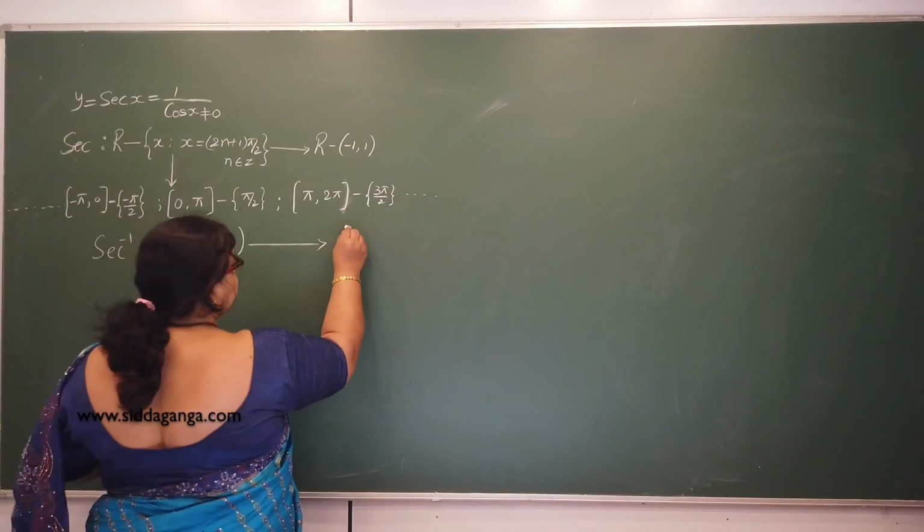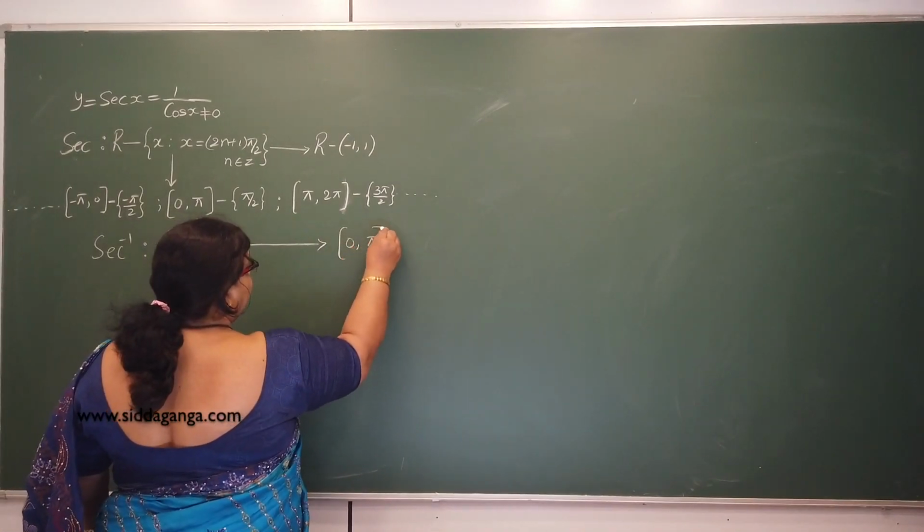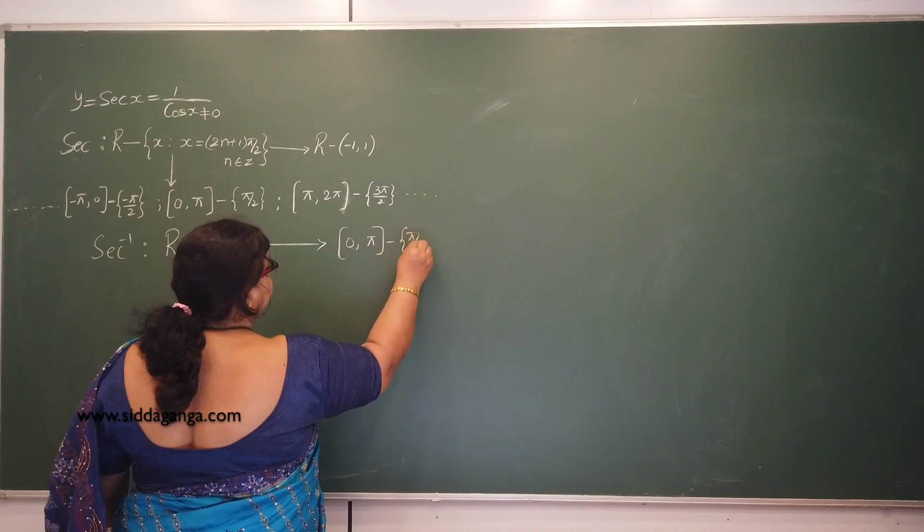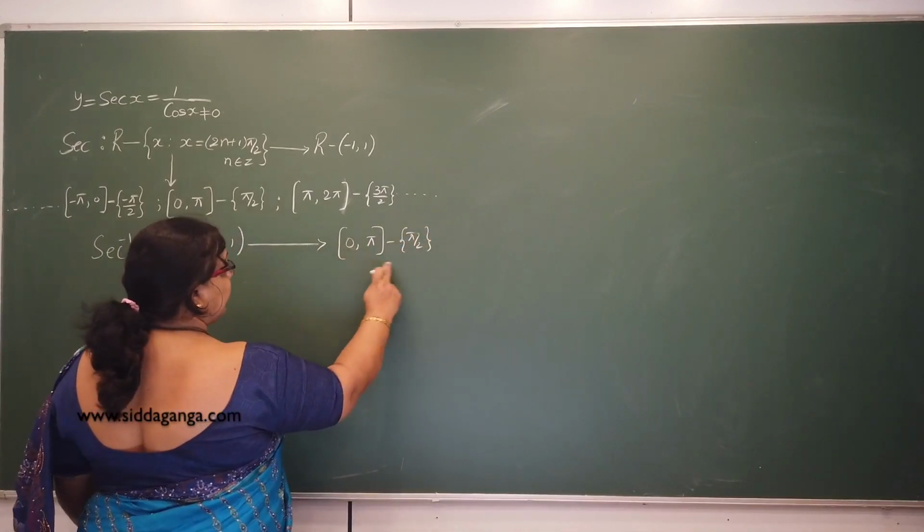So now you take this as 0, pi, we have to delete pi by 2. So we can take this as a range.